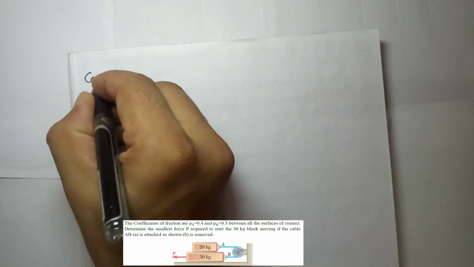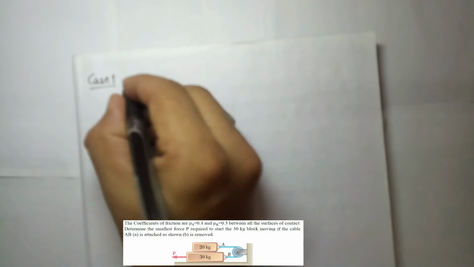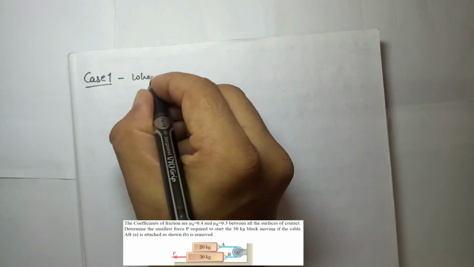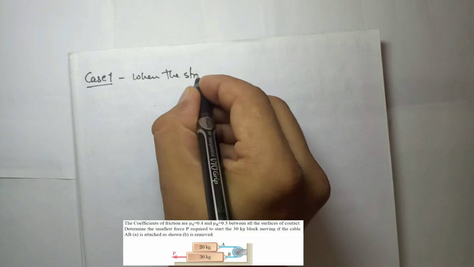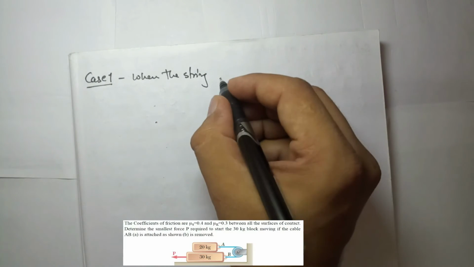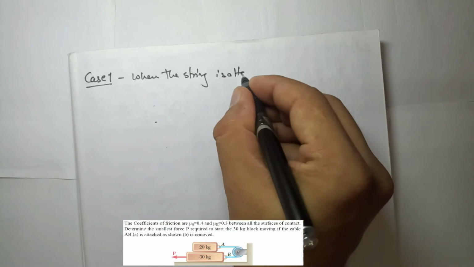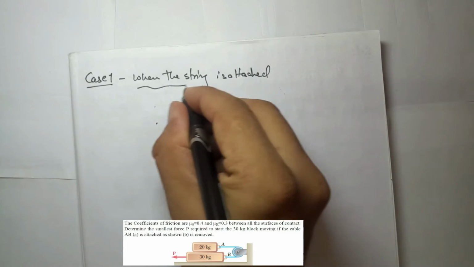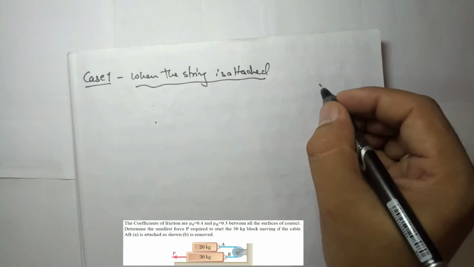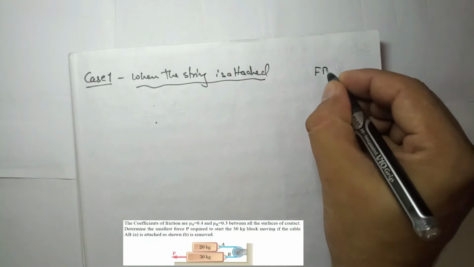So what we do in this case, first we will draw the free body diagram for the first case, when the string or that cable is attached. Now this is case number 1, when the cable is attached. We will draw the free body diagram for this upper body, which we can call object A.